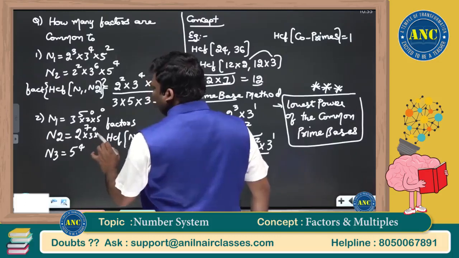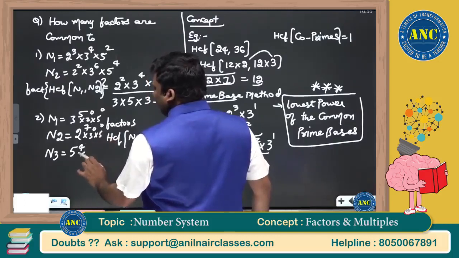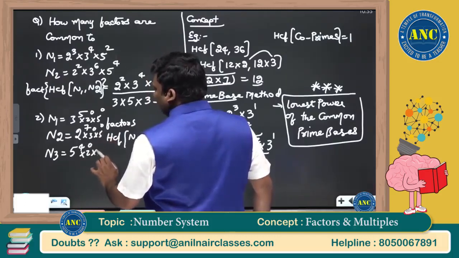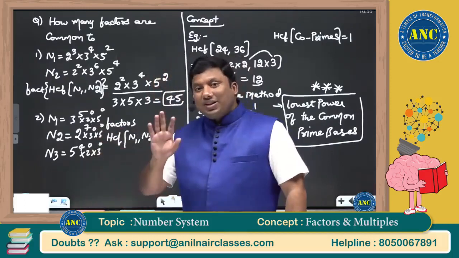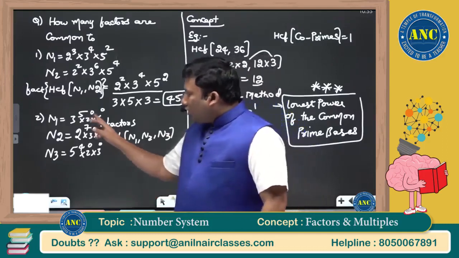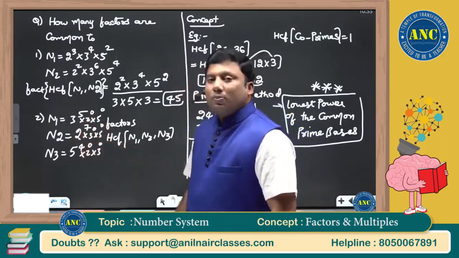3 power 0, 5 power 0. 2 power 0, 3 power 0. All these I added so that it will be crystal clear to you. 2 power 0, 2 power 7, 2 power 0.